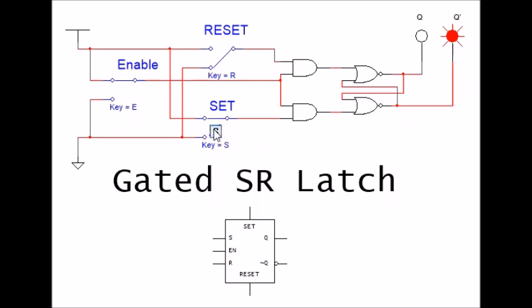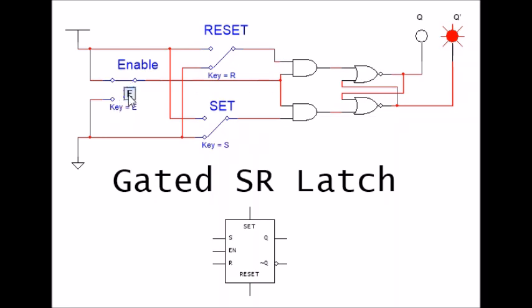So I'll set the circuit. I'm back in memory state. I'll reset it. I'm back in memory state. And if I turn enable off, so this circuit is not enabled, clicking reset and set do not do anything. So this circuit only operates, or only changes state, if you click enable.